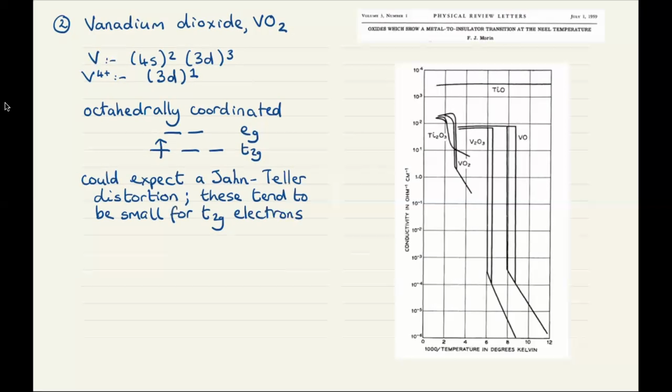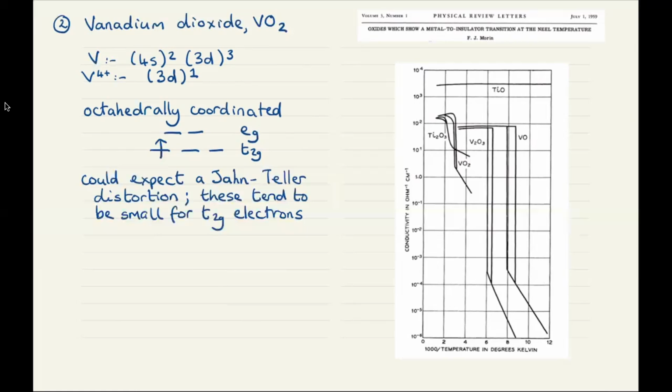And so in a simple band theory picture, we might still expect vanadium O2 to be a metal. The Jahn-Teller distortion on its own may not be large enough to open up a band gap. And so any kind of metal to insulator transition may in fact be driven by correlation.